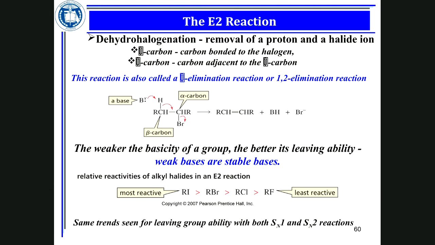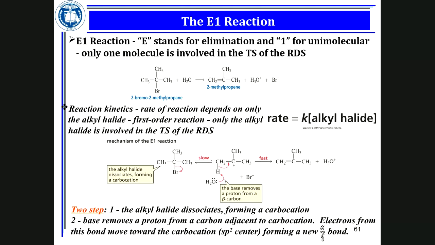You must have good leaving group. Good leaving group is going to help for both of them, but the better the leaving group, the faster the reaction is going to be for E1 and for E2. So the hydrogen from adjacent is going to be removed. Just keep that in mind. And the new carbon-carbon double bond is going to form. The better the leaving group, the faster the reaction.